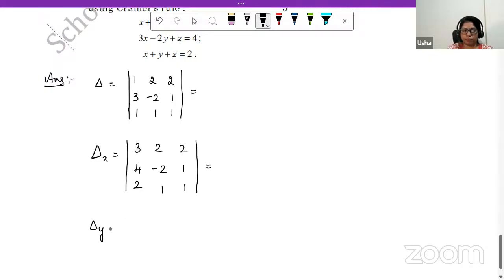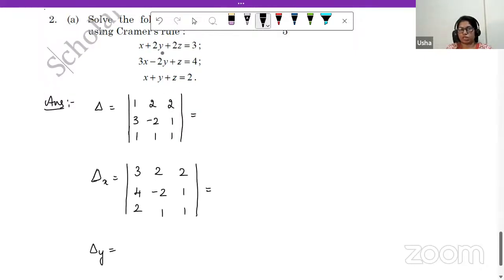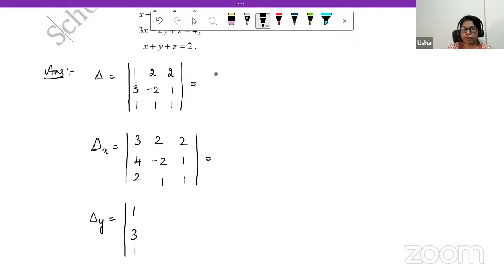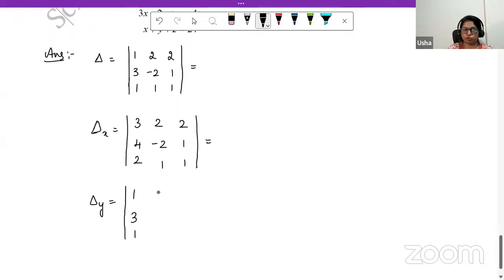Next, delta y. For delta y, in this main delta determinant, second column is y coefficients. Instead of y coefficients, you should write the right hand side values. So first column we will write as it is 1, 3, 1. Instead of second column, we will write the right hand side values, which is 3, 4, 2.